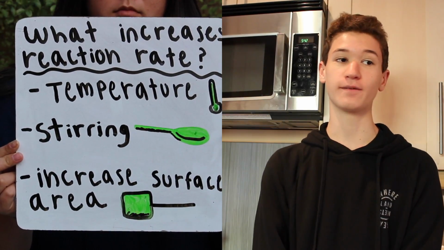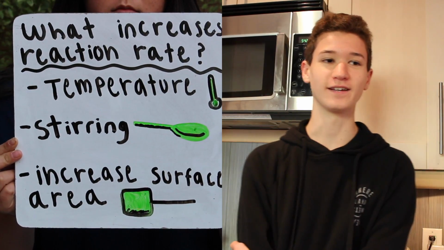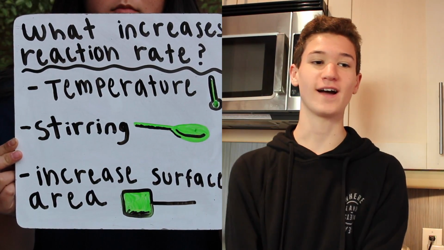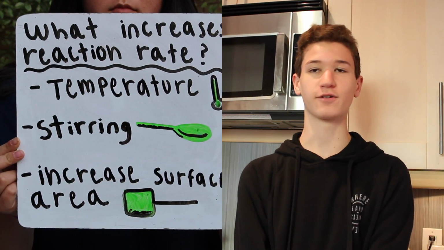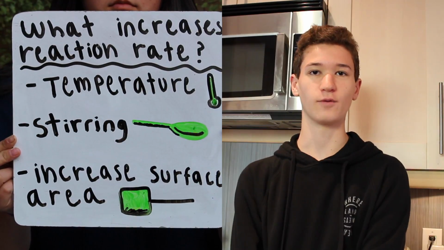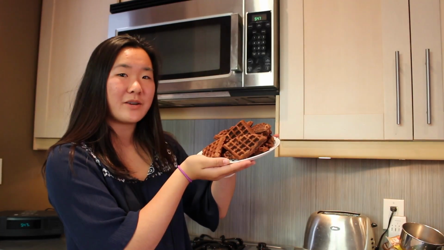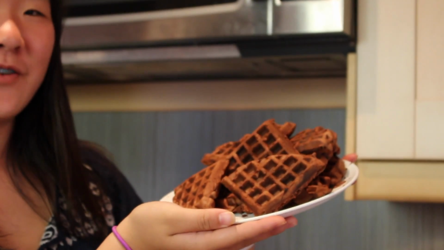Instead of pouring all the batter in one place, we're going to spread it out evenly over the waffle iron. Reaction rate is also increased by increasing the surface area and by spreading the batter out evenly across the waffle iron. As you can see, the waffles have now changed state again. They went from liquid waffle batter to a solid waffle that you can eat.